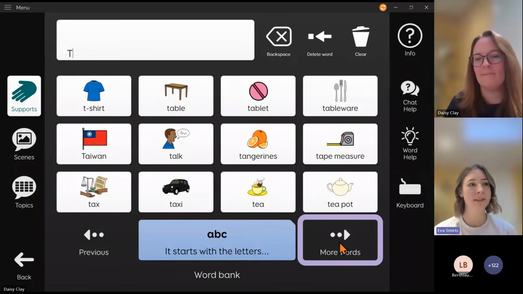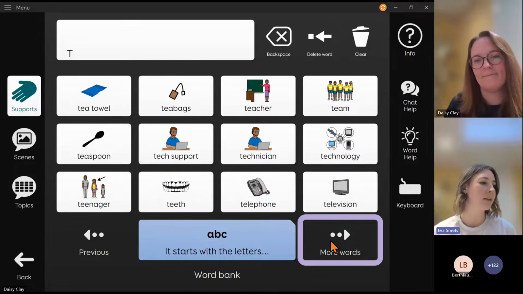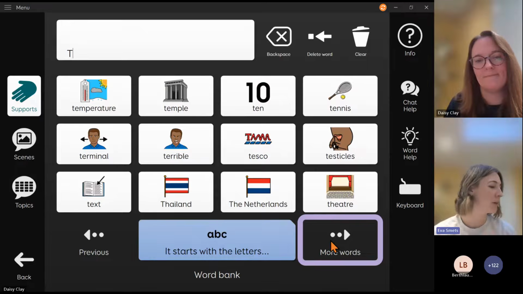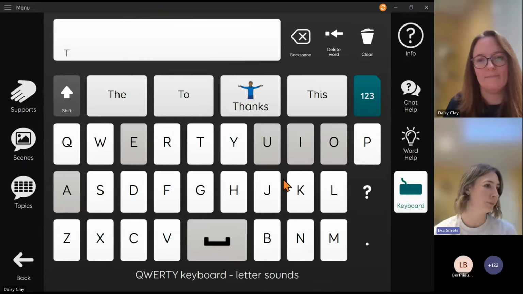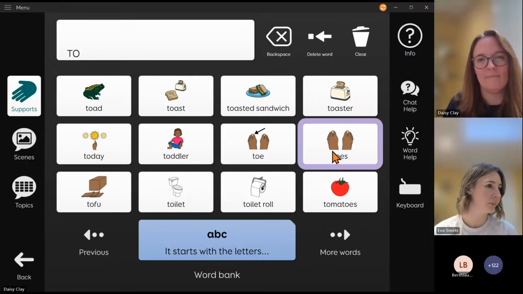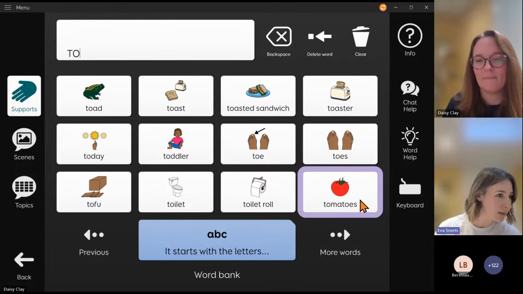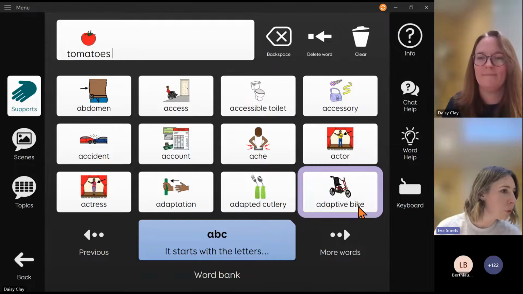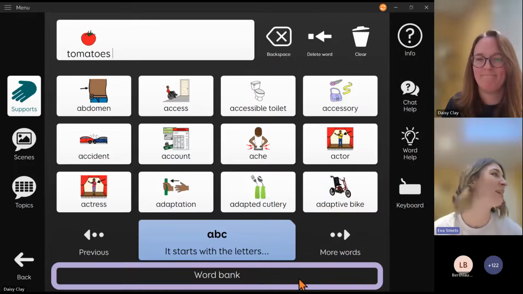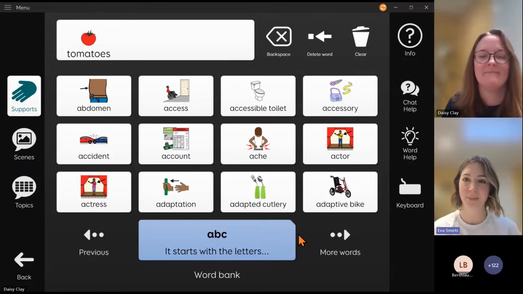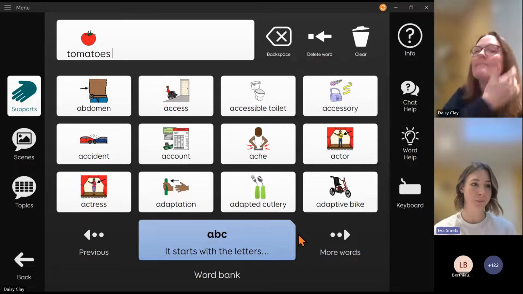Again, we've got a comprehensive word list here. It's filtered by the letter, so all of the words here start with T or T, and Daisy might know the second letter of her word as well. Perhaps it's an O. Oh. So now we've got lots of TO words, so Daisy can scroll through, or it might be that she's found her word which says tomatoes. So that is Word Help.